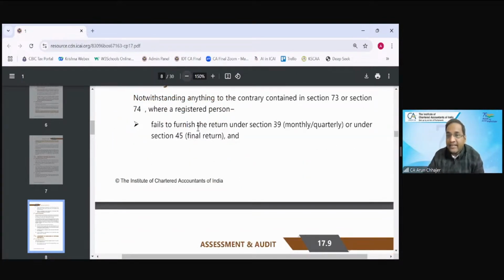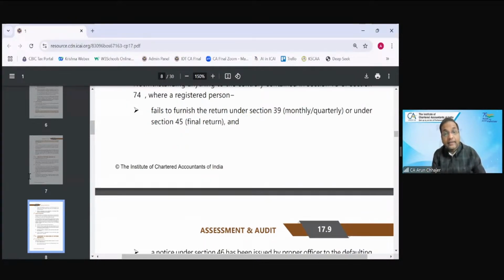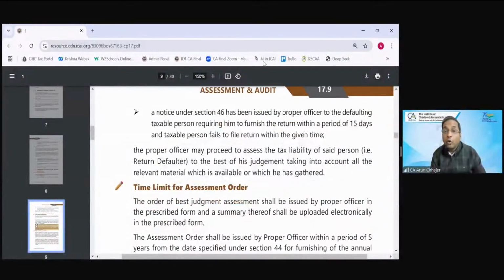Notwithstanding anything contrary contained in 73 or 74, where a registered person failed to furnish the return under section 39 or under section 45. अगर 39 रिटर्न फाइल नहीं करता या 45 रिटर्न फाइल नहीं करता, मींस फाइनल रिटर्न, fail to furnish the return, okay, then the notice will be given in the section 46.